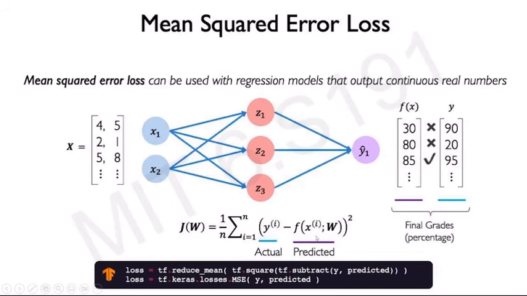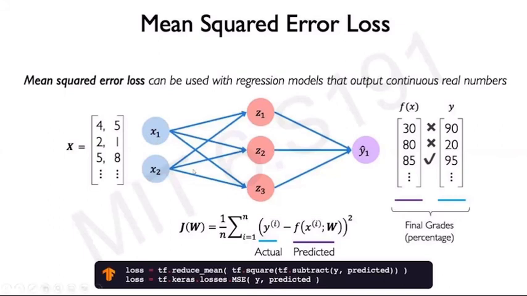Here you're trying to say, okay, 90 minus 30, you square that, plus 20 minus 80, you square that, 95 minus 85, you square that, and after squaring, you sum them, then you divide by the number of data points. That will give you the mean square error loss. A very good model should have a very small mean square error loss.